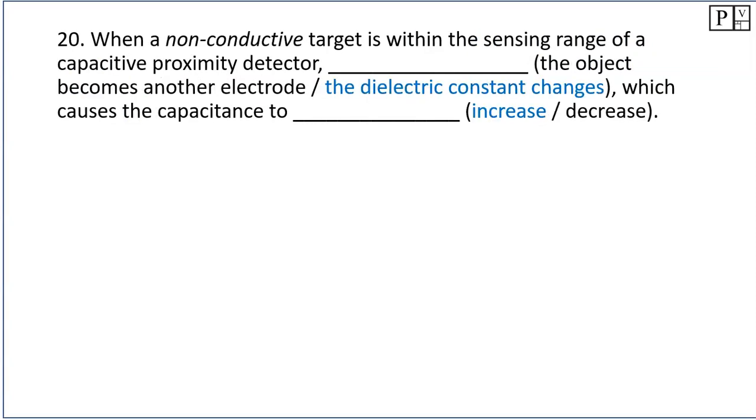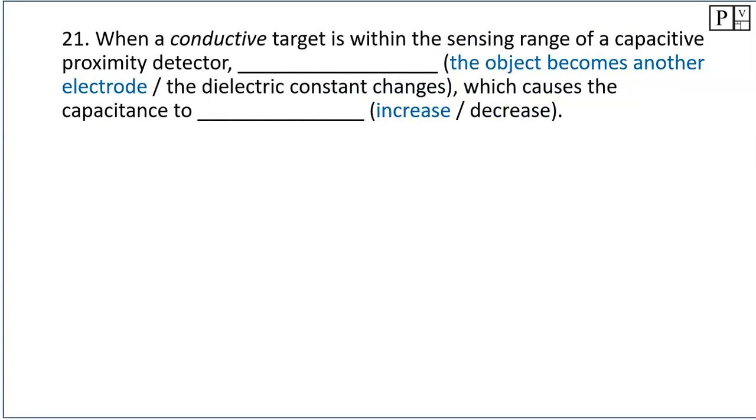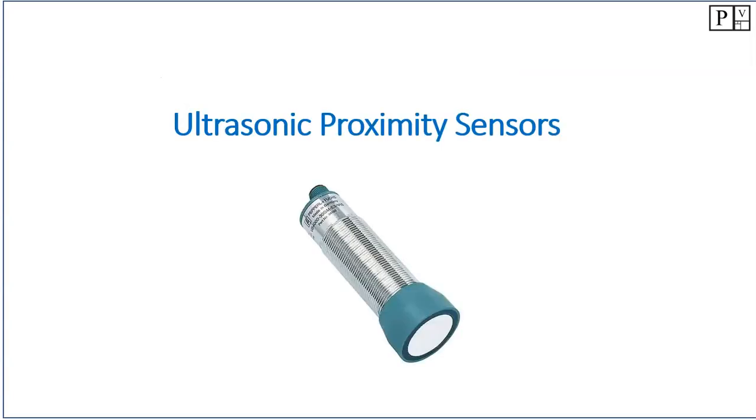So for both of them, the previous one was the dielectric changes for 20, and for 21, the object becomes another electrode. Both of them increase the capacitance.